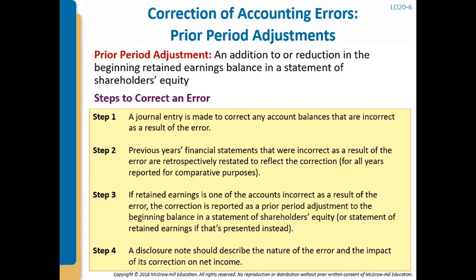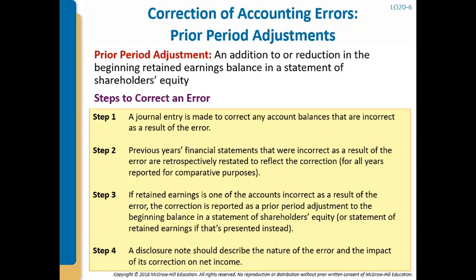So step one would be to make a journal entry to correct any account balances that are incorrect as a result of the error. Step two, previous years' financial statements that were incorrect as a result of the error are retrospectively restated to reflect the correction. And that's for all years used for comparative purposes.